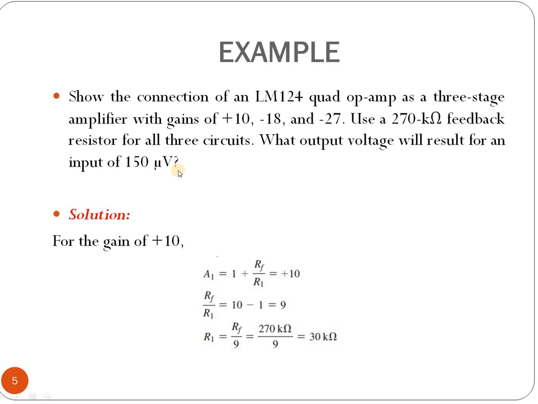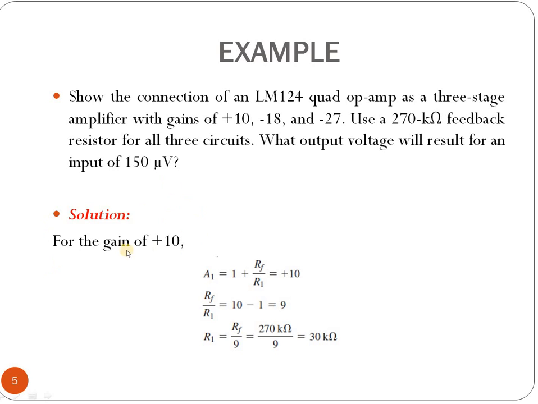So we need to show a connection of a quad op amp as a 3-stage. That means you will have 3 op amps. We need to show the connection diagram for all the op amps, and also note the parameter values on the circuit. The individual gains are already given, and the feedback resistor value is also given, that is 270 kilo ohm for all the circuits, and the input voltage of 150 microvolt is also given. Now we need to calculate the output voltage, so we calculate one by one.